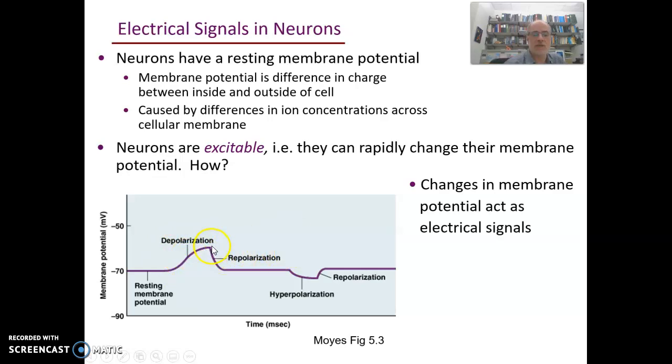So, for example, depolarization could be caused by the influx of sodium into neurons down their electrochemical gradient, because sodium is more concentrated outside than inside. That could cause a depolarization. A hyperpolarization could be caused by potassium moving down its electrochemical gradient. So potassium is more concentrated inside a cell than outside. If potassium moves out of a neuron, it's going to hyperpolarize the resting membrane potential of that neuron.